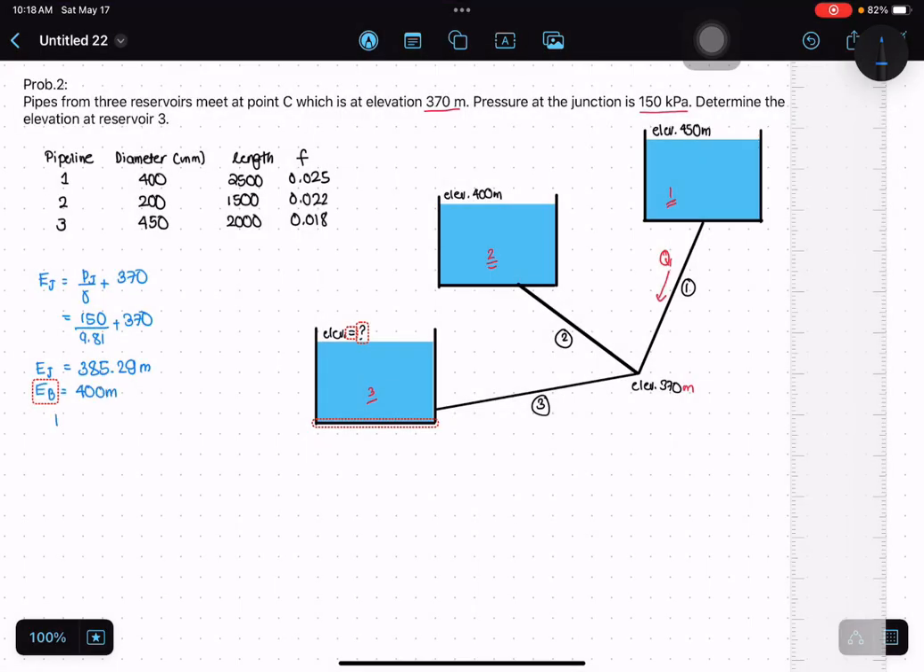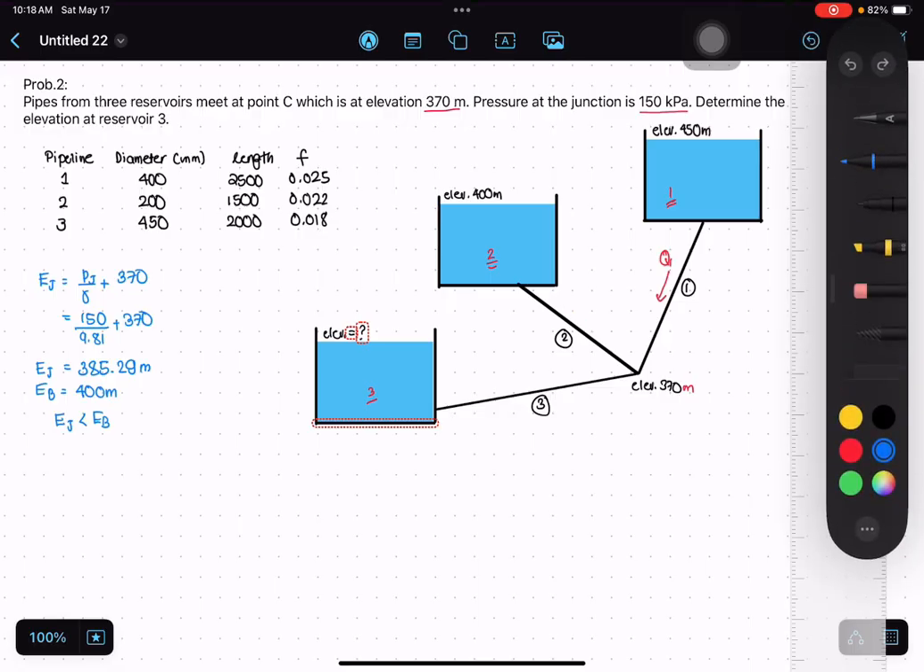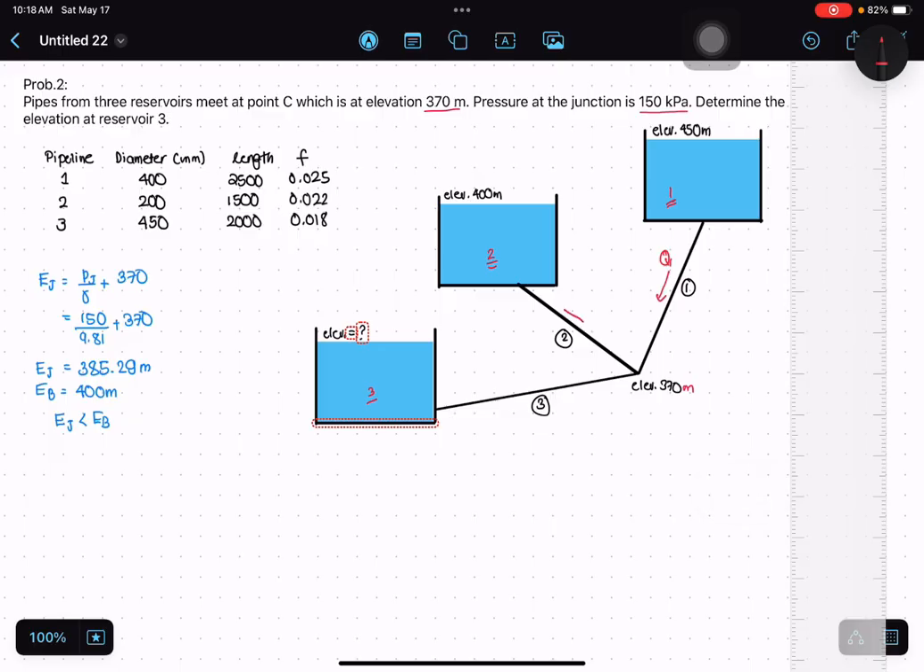So it means the energy at junction is less than the energy at B. So ang mangyayari, our reservoir sa middle, which is reservoir 2, is magsusupply or mag-receive? From higher energy to lower. So ang mas higher ang reservoir B, so magsusupply siya. So Q2 will be supplying. So you have Q2.